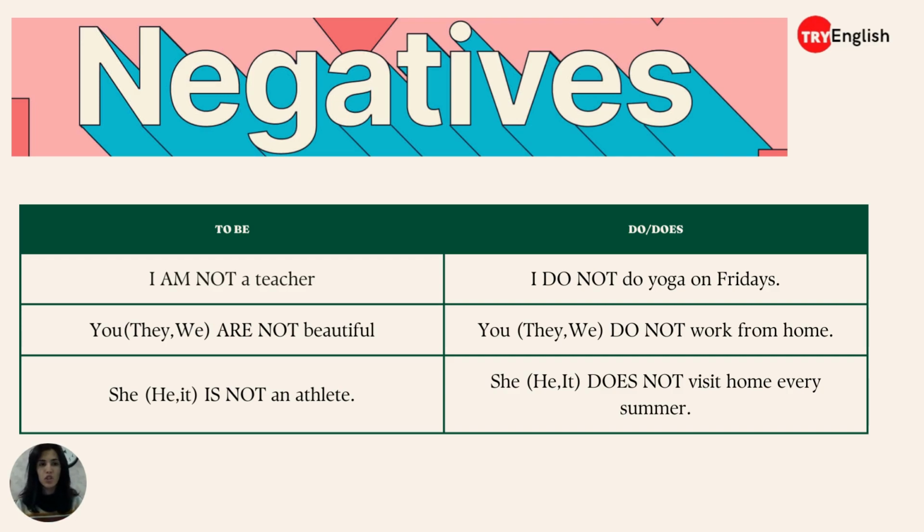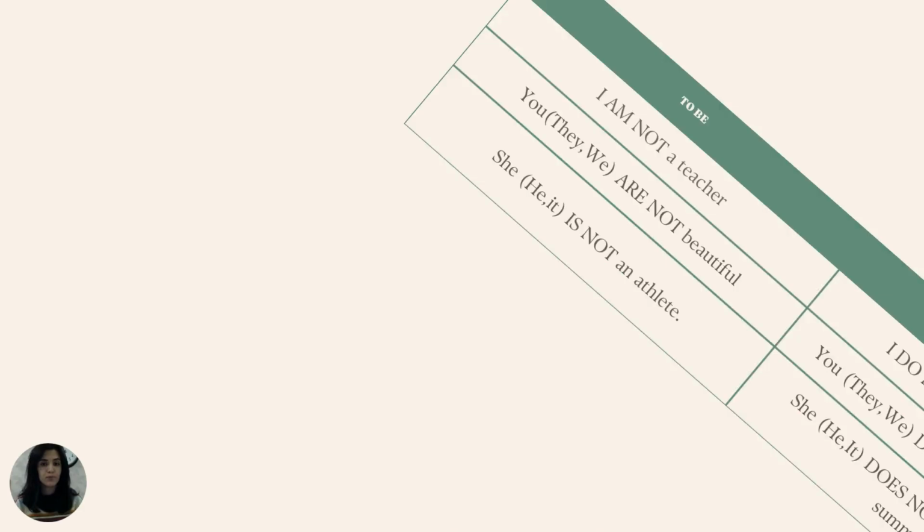I am not a teacher. They are not beautiful. She is not an athlete. And if you want to make it with do or does, I do not do yoga on Fridays. So as you can see, for negatives, you just need to add not with the verb to be or with do or does. And it will be a negative sentence used with an auxiliary verb.